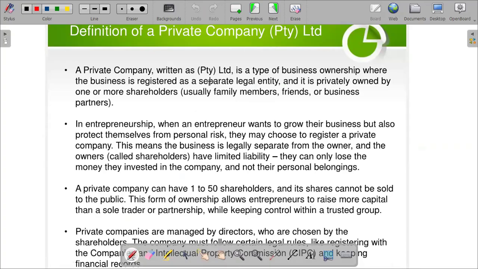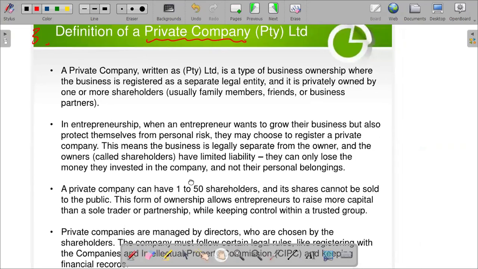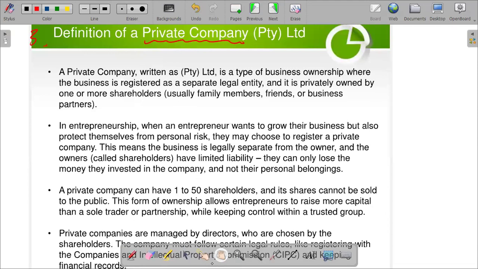The third one will be private company, when you want to start a private company as an entrepreneur. All right, so without wasting any further time, let's get into it. So what is a private company? As it is defined there, a private company is written as PTY Limited.